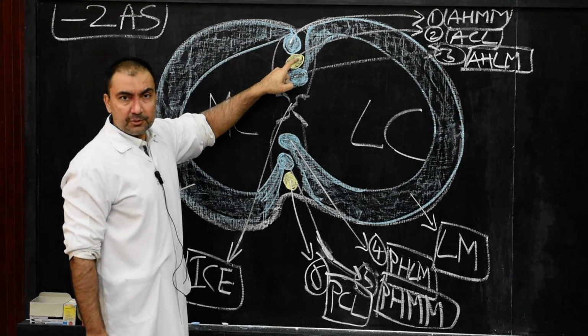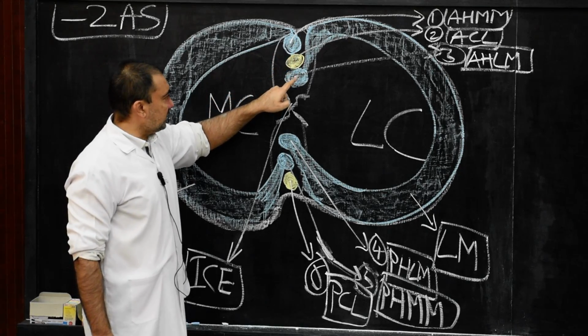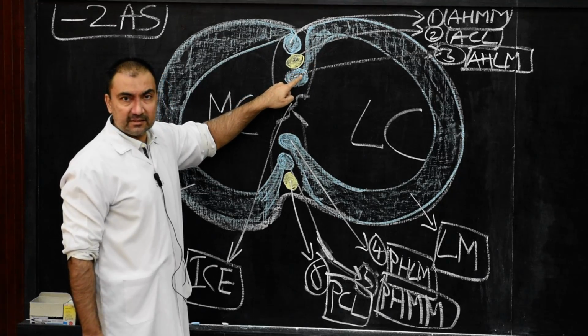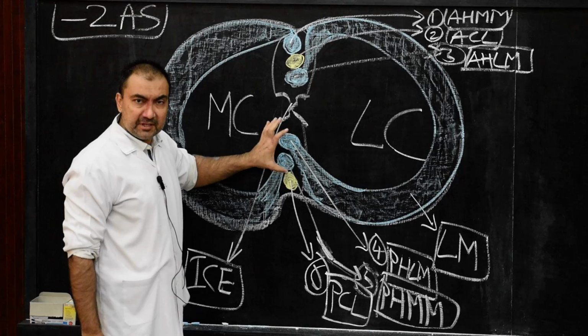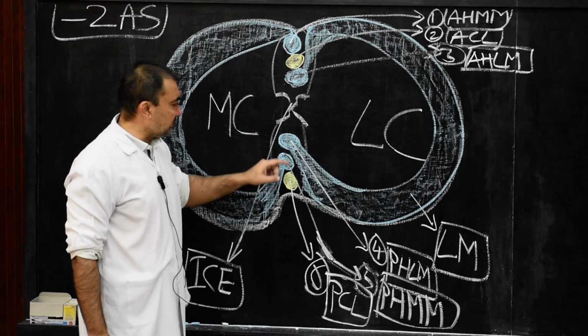Second structure is anterior cruciate ligament. Third structure will be the anterior horn of lateral meniscus. Same way, the remaining 3 structures in the posterior intercondylar area from anterior to posterior.